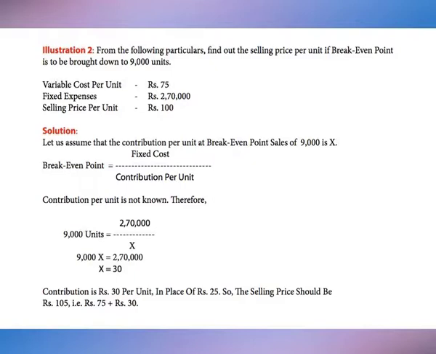Illustration 2. From the following particulars, find out the selling price per unit if break-even point is to be brought down to 9,000 units. Variable cost per unit is rupees 75, fixed expenses is rupees 2,70,000, selling price per unit is rupees 100.